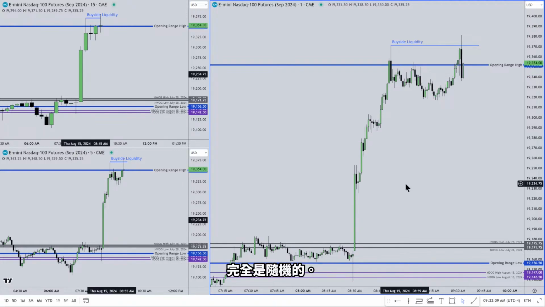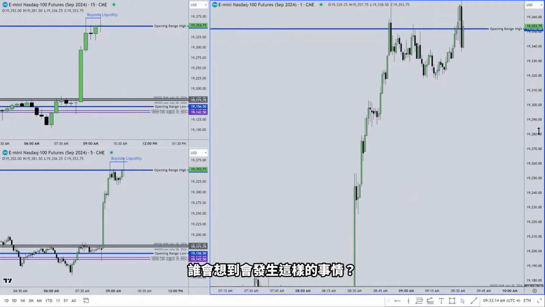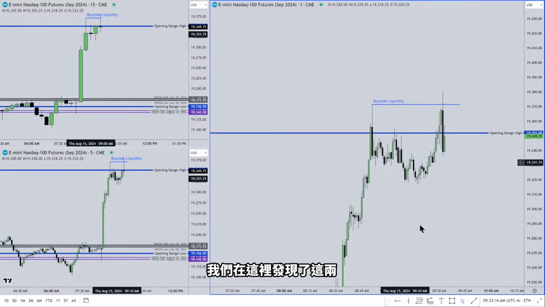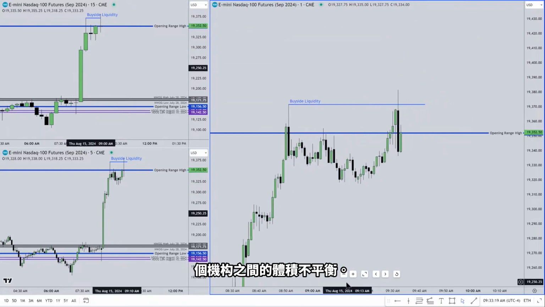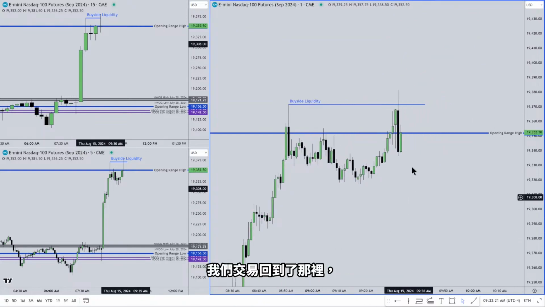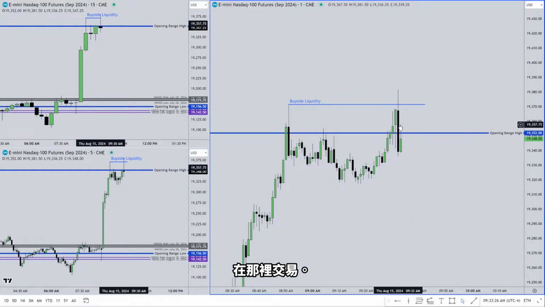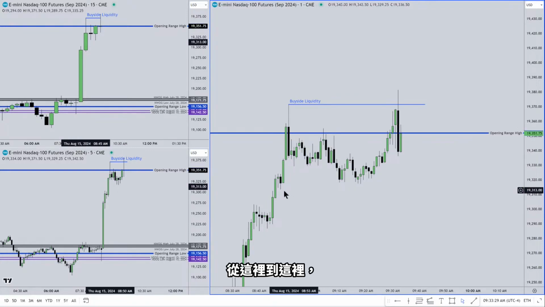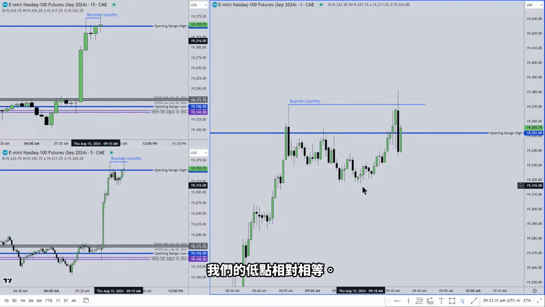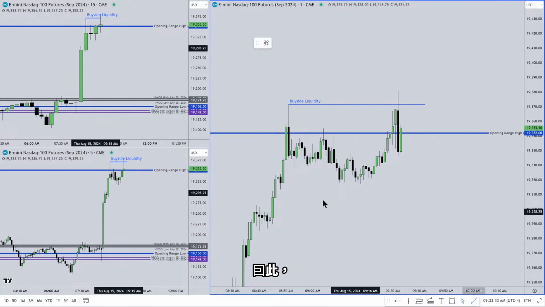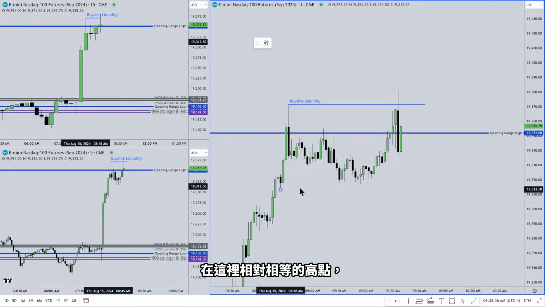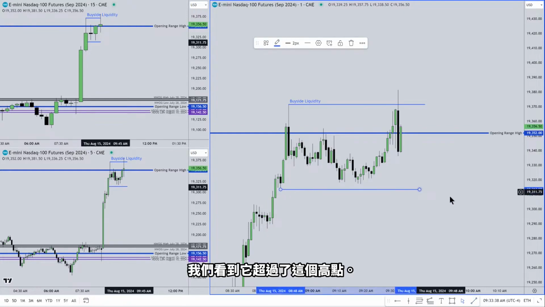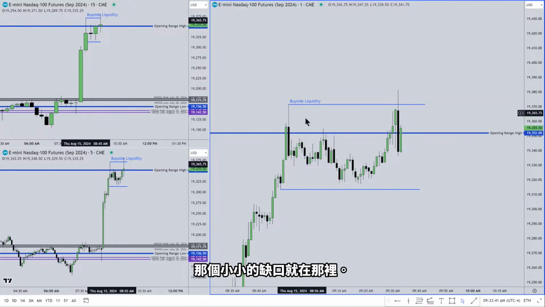All right. So we had our little initial run after a big pop at 8:30, completely random. Who could expect something like that to occur? We had this volume imbalance between these two bodies here. We traded back up into that, trading there. And we have relative equal lows from here to here. Study that. So the relative equal highs here, we saw it run above that.